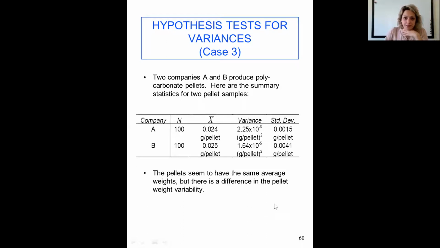Look at this example. Two companies, A and B, produce polycarbonate pellets. Here are the summary statistics for the two samples that we have. The sample sizes are the same, 100 and 100. The x bars are very close, but the variances are different, so the standard deviations are different as well. The pellets seem to have the same average weight, but there is a difference in their weight variability, so their variances are different.